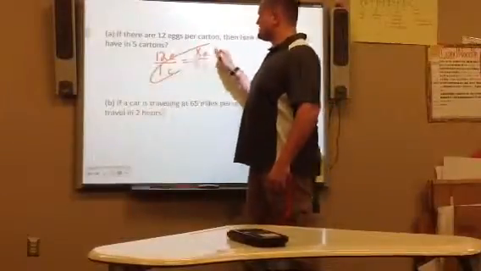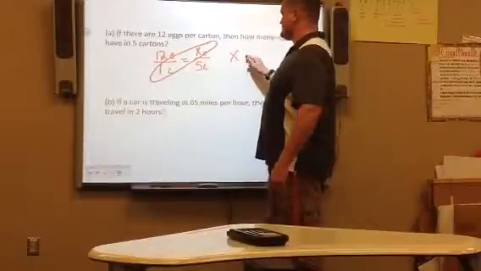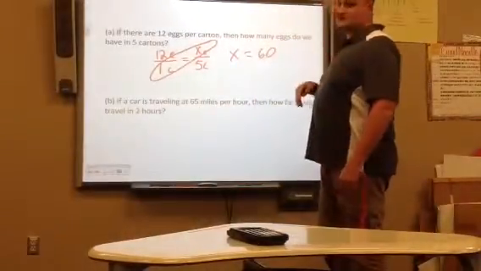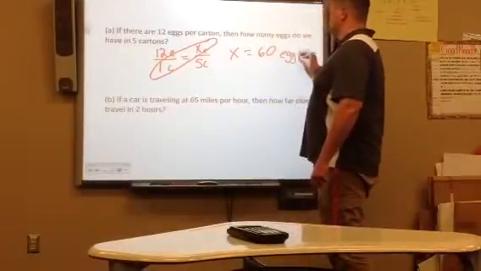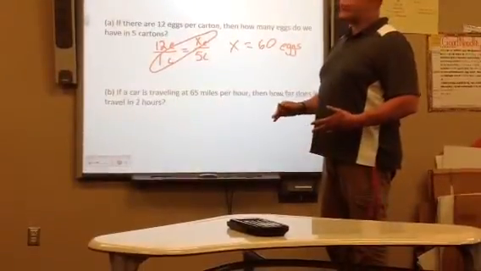So when we go to cross multiply, we got 1 times X is an X. We got the 5 times 12 is 60. And if we look back, it says how many eggs do we have. So our label would be we have 60 eggs. So that would take care of the first problem. So we're going to set up the second one exactly the same way.